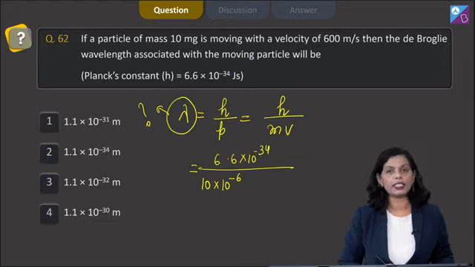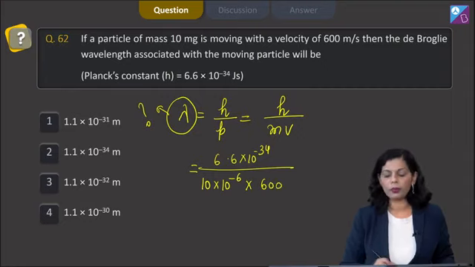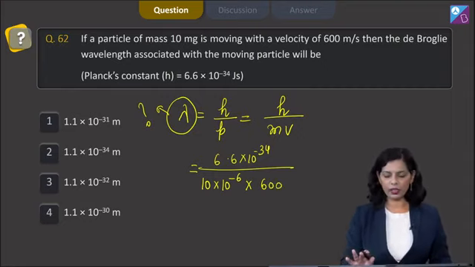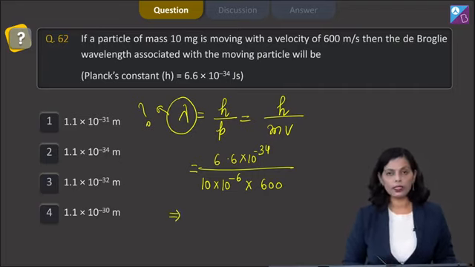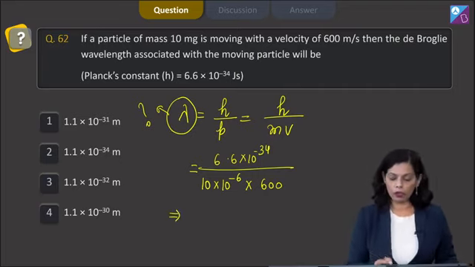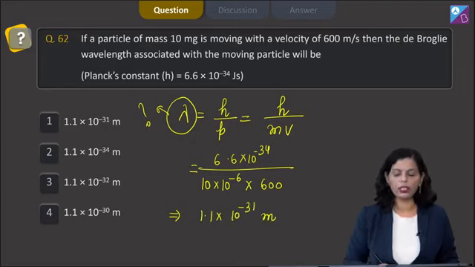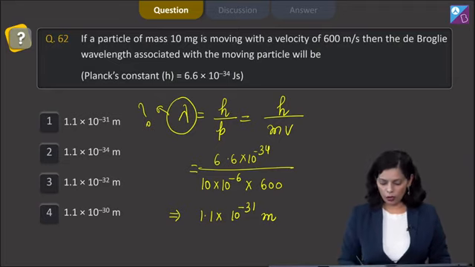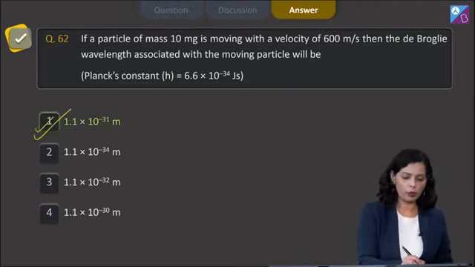10 raised to the power minus 6. Now, velocity of the particle is 600 meter per second. Done. The values I just kept here. Now just solve this. If you just solve this entire thing, you will find your answer would be 1.1 into 10 raised to the power minus 31 meter. This is the final answer for the wavelength calculation. And if you calculate this way, your answer would be option 1.